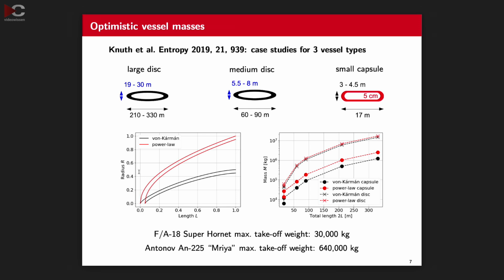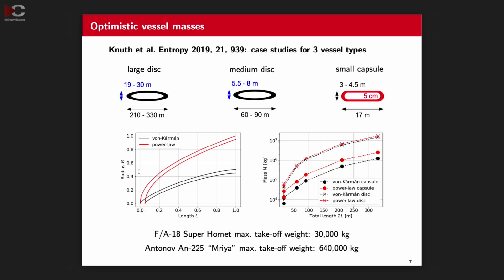So now let's assume that we take these vessels to be like hollow shells with a certain profile and built from a certain material. Then we can look at the 2 profile shapes that we have to minimize the drag forces, the von Karman profile and the power law profile.